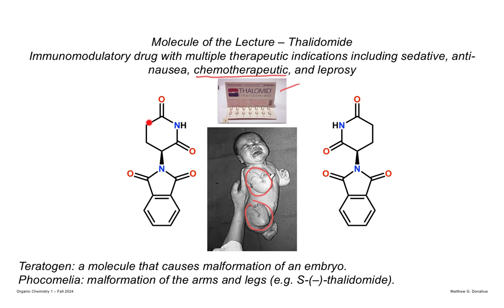Is this a stereo center right here? Why not? It has 2 hydrogens. This also has 2 hydrogens, so that's not a stereo center. That carbon right there is a stereo center. It has a carbon, a nitrogen, a hydrogen, which I haven't shown, and then another carbon.